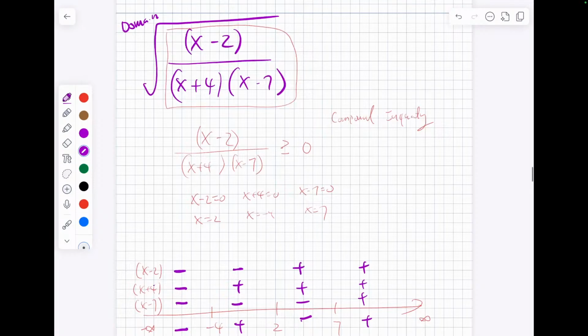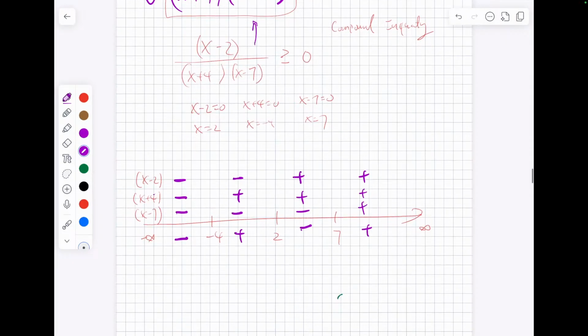Are we just doing what we did with the last question, or are we getting rid of the square root? Right now we know the radicand inside the radical has to be greater than or equal to 0. What do you think the answer region is going to be? Negative 4 to 2 and 7 to infinity. Okay, I'm going to write down negative 4 to 2 and 7 to infinity, but I'm not going to write any brackets yet. I'm going to analyze each endpoint now.